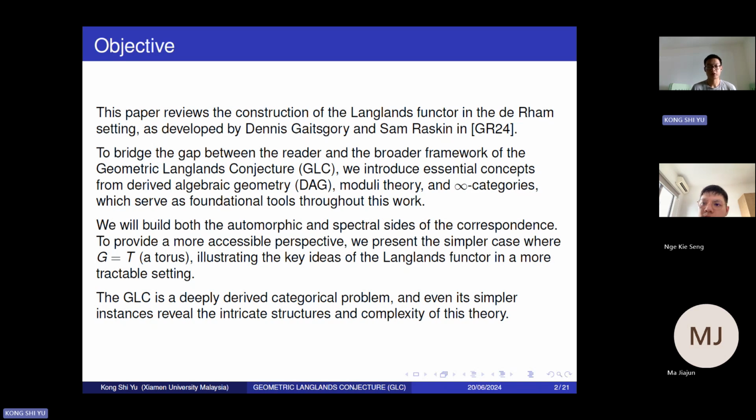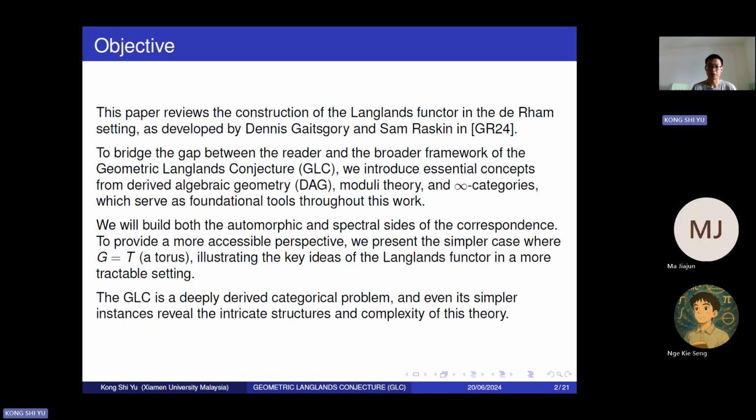In this topic, all of the categories that we discuss will be infinity categories. Particularly, we will see how they define the automorphic and spectral sides of the GLC. And if possible, I will also present the simpler case, where they show what happens if the group is a torus. So let's begin.